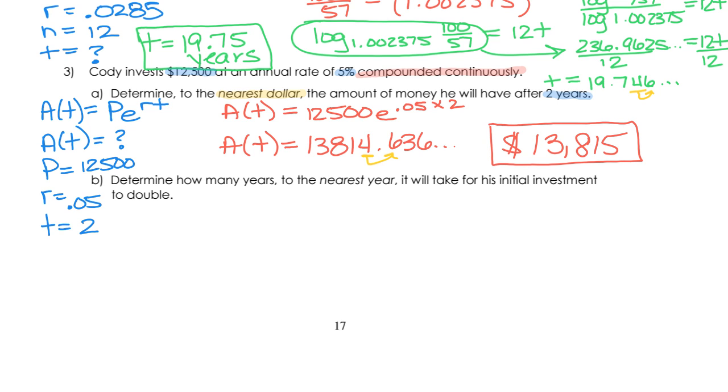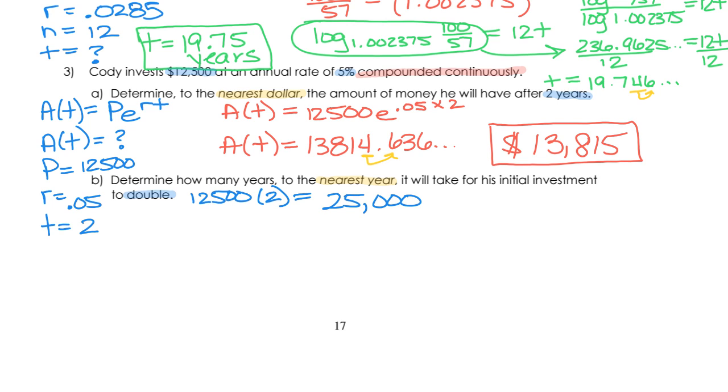Okay. Part B says determine how many years to the nearest year it will take for his initial investment to double. Okay. And so we have to realize that double is actually giving us a number, but we have to compute it. Remember what his initial investment was. $12,500. If he wants that to double, they're basically telling you to multiply it by 2, but they're not telling you that they want his initial investment to end up being $25,000. They wanted you to find out that number by telling you to double it.